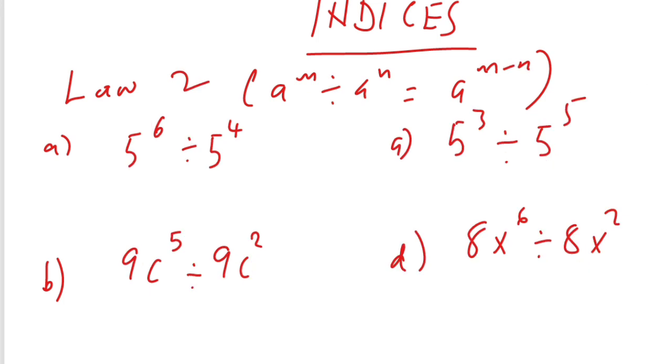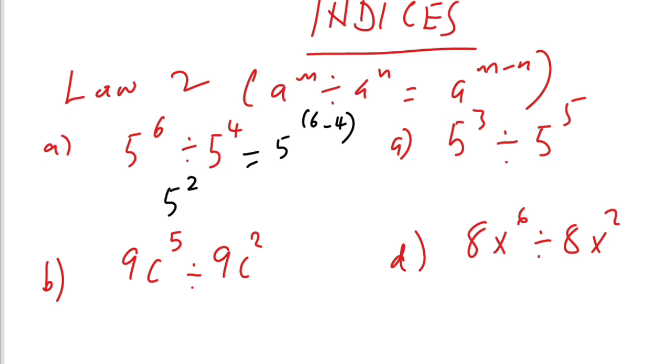Okay, law 2 is about division. When the bases are the same and you're dividing those two bases with different powers, you subtract those powers. So let's subtract those powers. You have 5 to the power of 6 divided by 5 to the power of 4, which is just basically saying 6 minus 4. So at the end of the day, it gives you 5 to the power of 2. 6 minus 4 is 2.